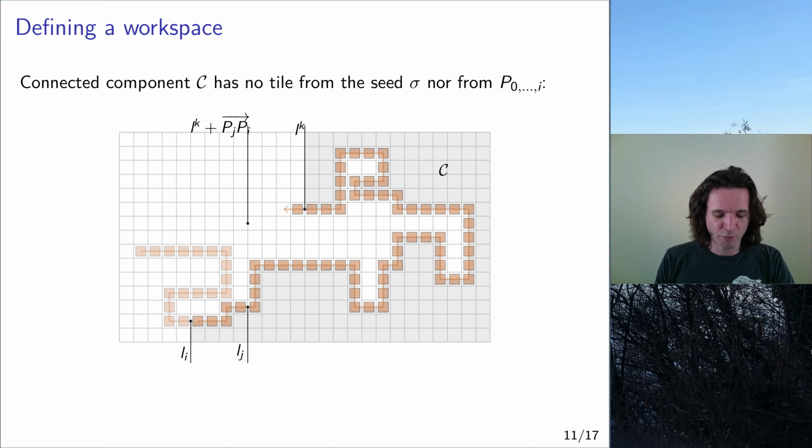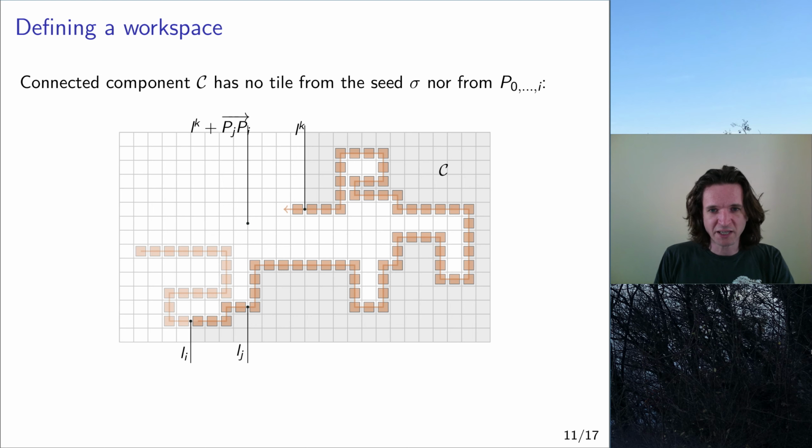So the way we prove this lemma is using a few different concepts I'm going to introduce now. The first important concept is the concept of a workspace. What these shields allow us to do is to define a connected component C of the R2 plane that has no tile from the seed nor from the prefix of P up to i. So here C is shown in gray.